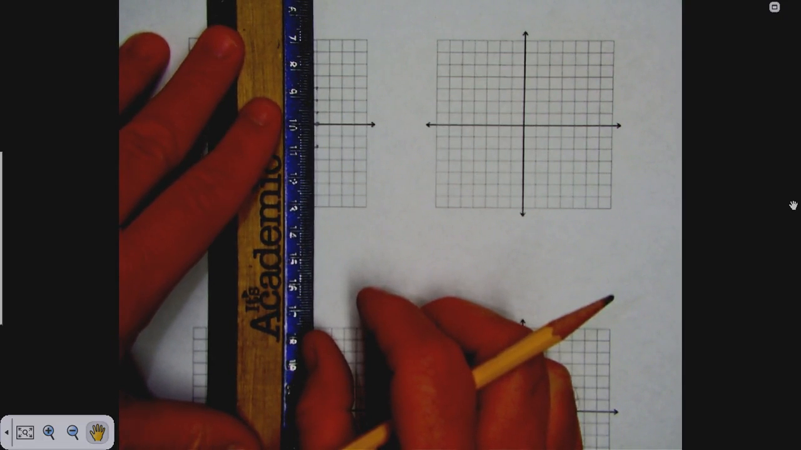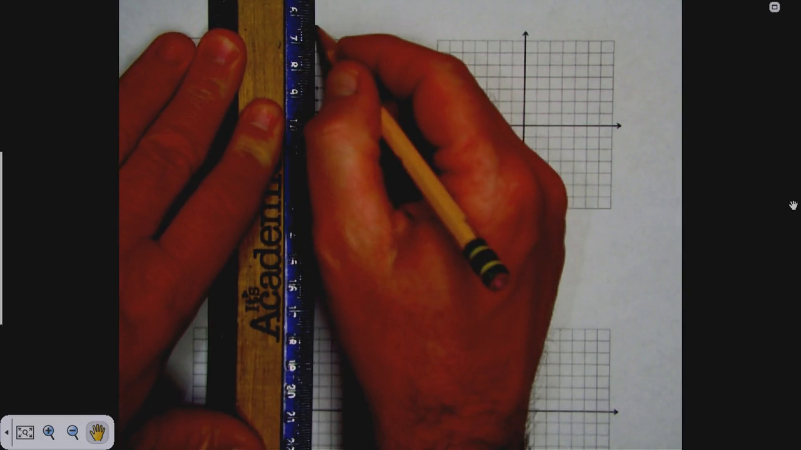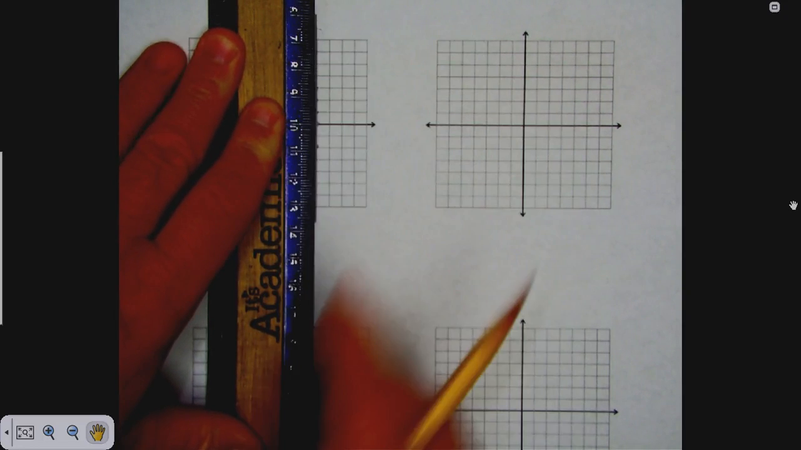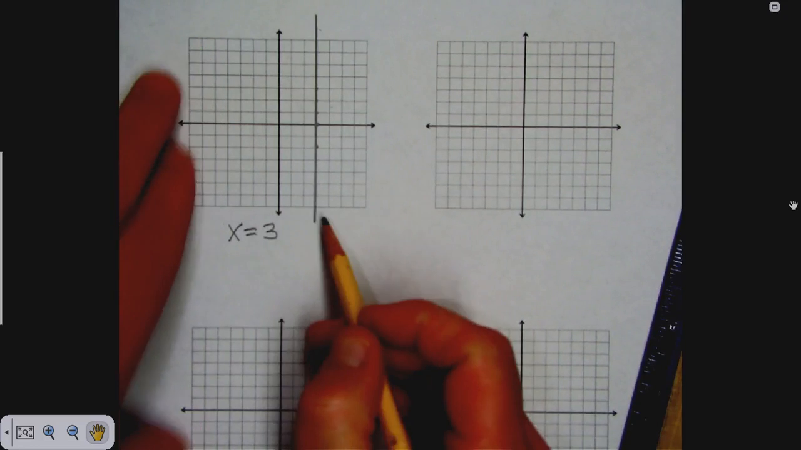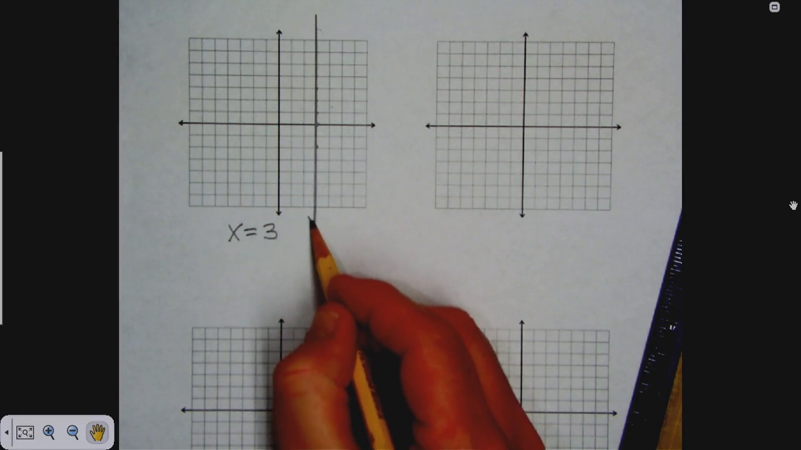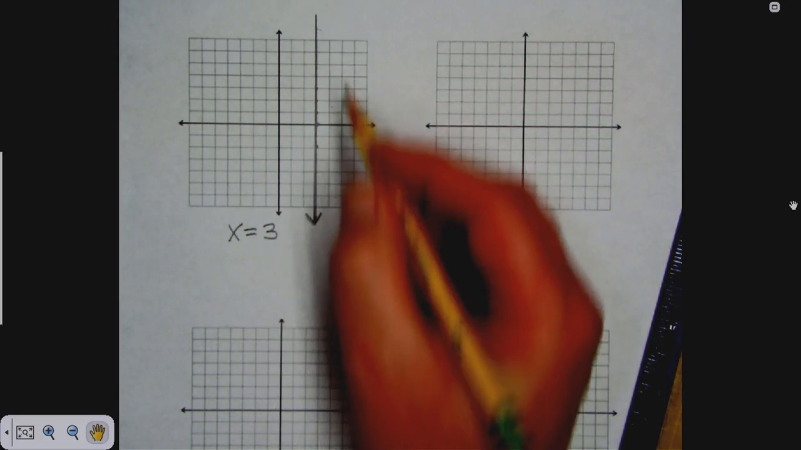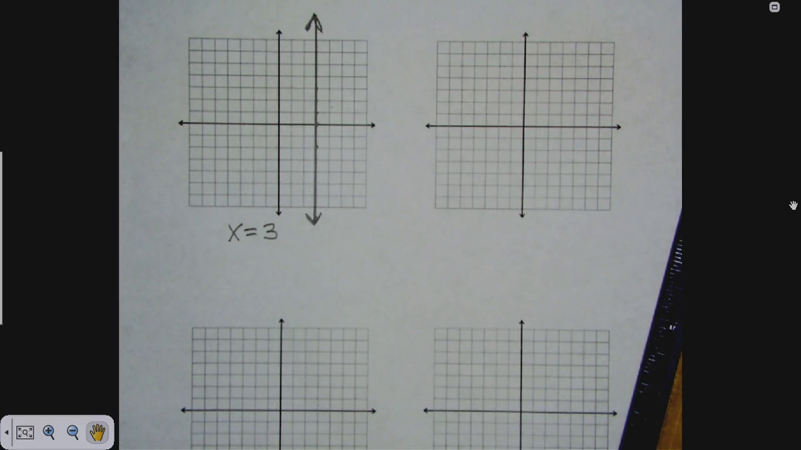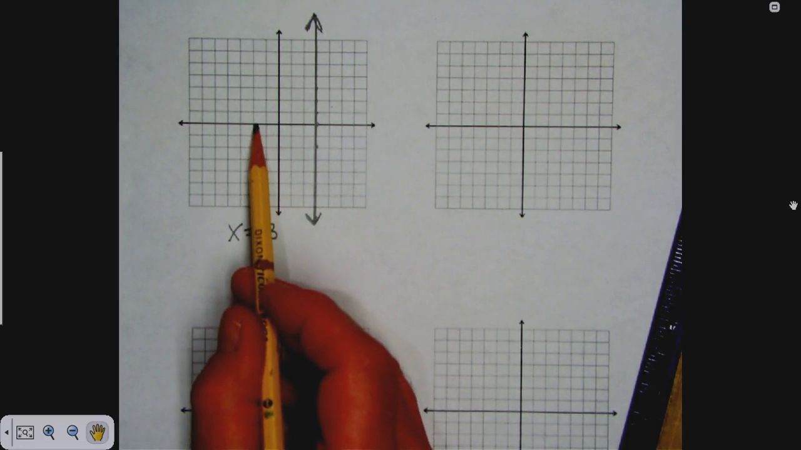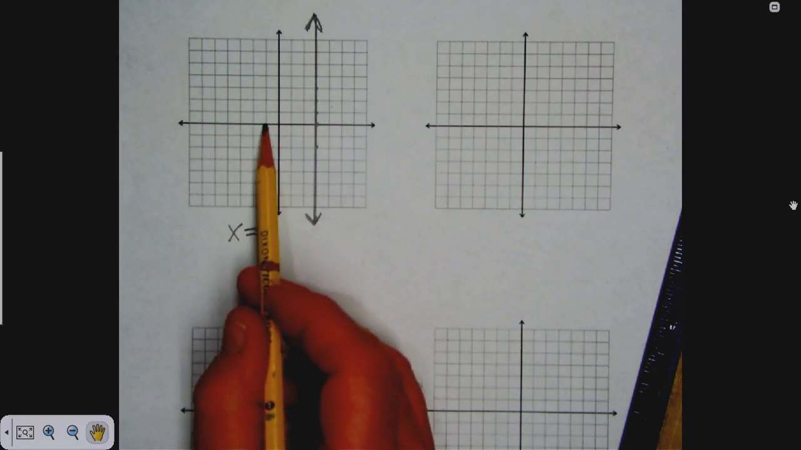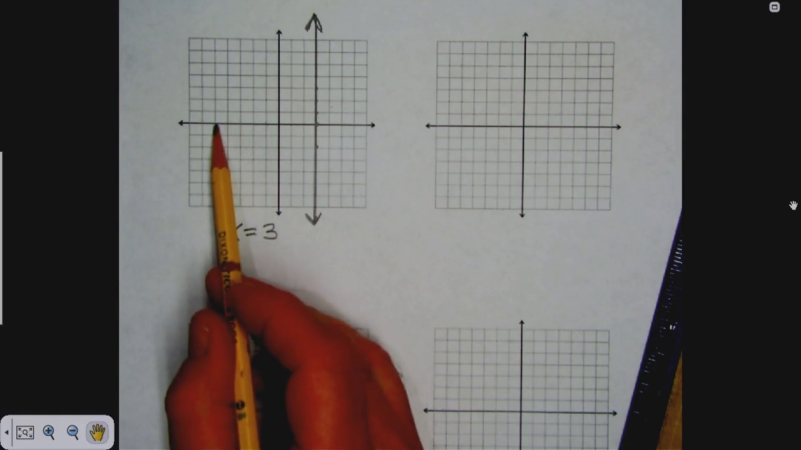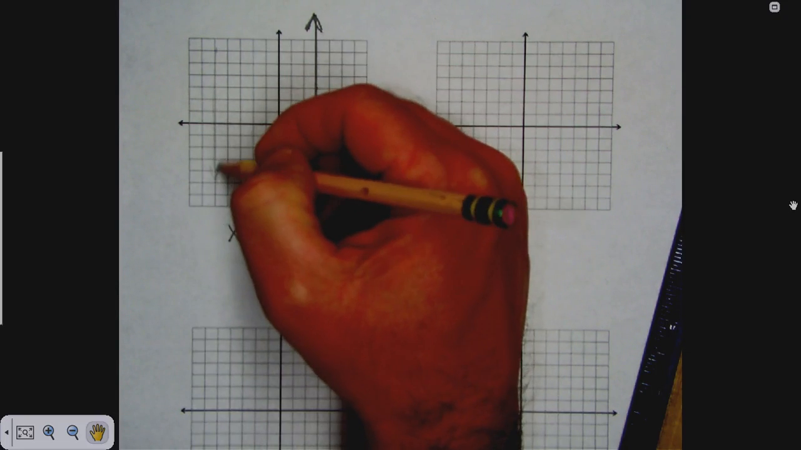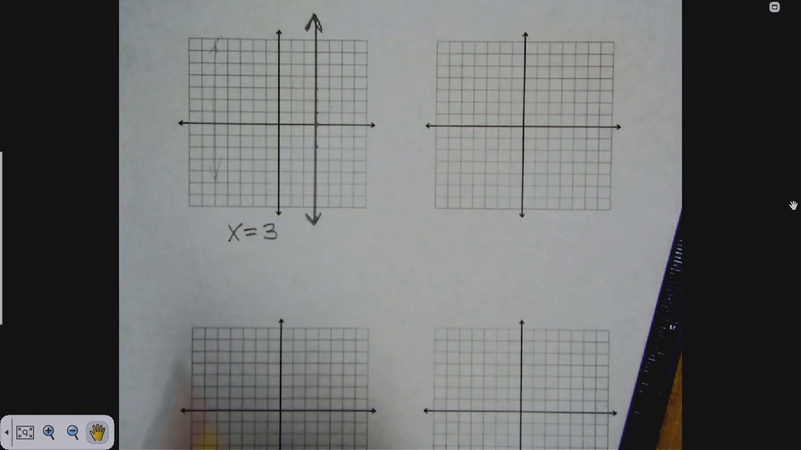So x is equal to 3 is a vertical line running through where x is 3. You might think, well, vertical line, you might think the y-axis. Well, no, x is equal to 3 is a vertical line going here, okay? If x is equal to negative 5, I would go 1, 2, 3, 4, 5, and put a vertical line through here, okay? So that would be x is equal to negative 5, for example.